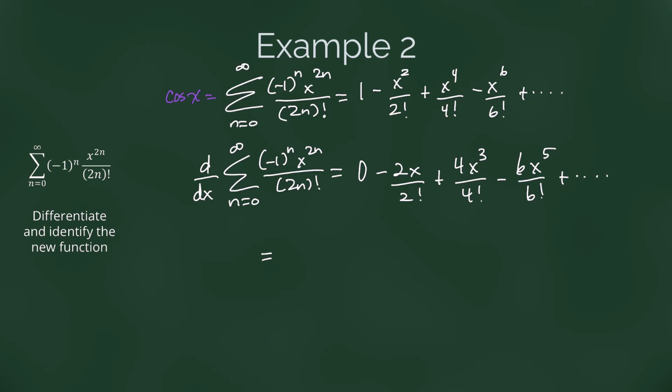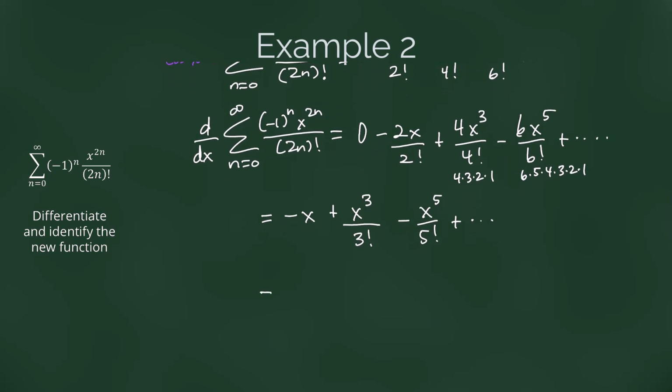We can use what we know about factorials to say that that is negative x, since 2 factorial is 2. 4 factorial is 4 times 3 times 2 times 1, so the 4's cancel, and we get x cubed over 3 factorial. Same thing happens here: 6 times 5 times 4 times 3 times 2 times 1, so the 6's cancel and we get x to the fifth over 5 factorial. And that pattern will continue for us. So notice now we've switched from even powers of x to odd powers of x.